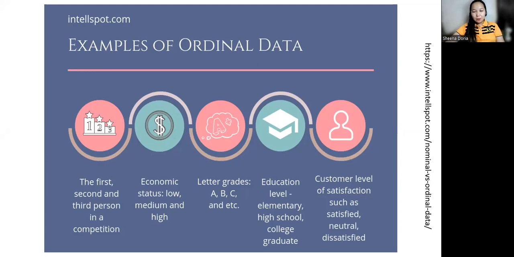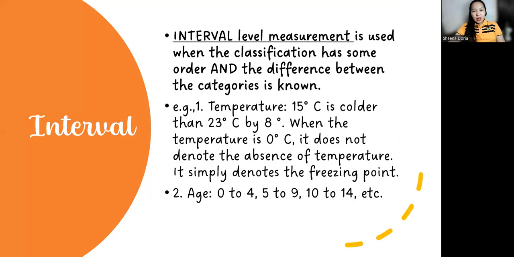Okay, another level of measurement, which is the third one, is the interval level measurement. This is used when the classification has some order and the difference between the categories is known. Okay, the example here is temperature.